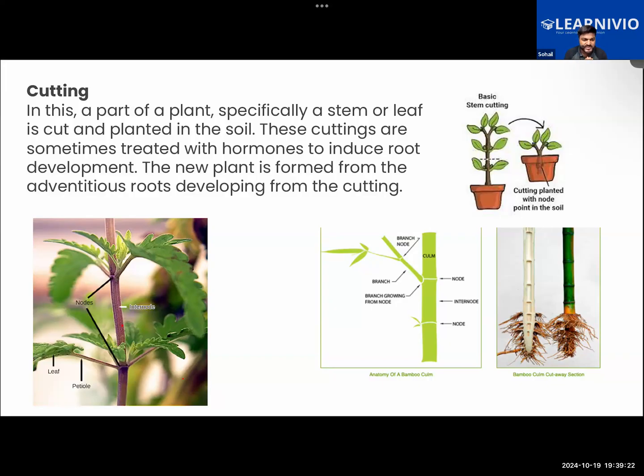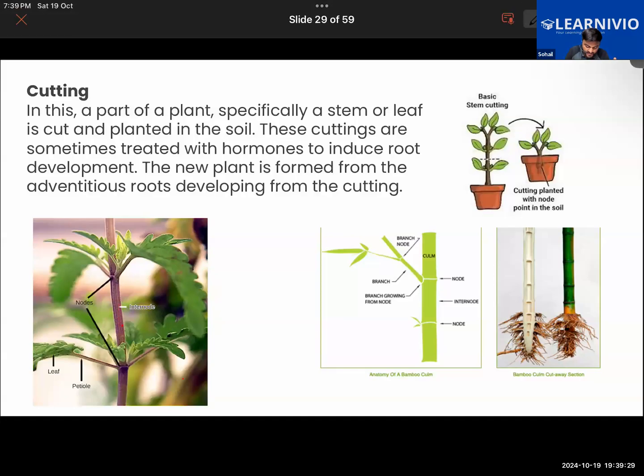But the important thing is that, for example, if you take this plant here, and in order to cut this stem and plant it in the soil, a new plant will grow out of it if it contains nodes. If it contains nodes, then only a new plant will grow out of it. But if it does not contain nodes, then a new plant will not grow. Getting what I'm trying to say?